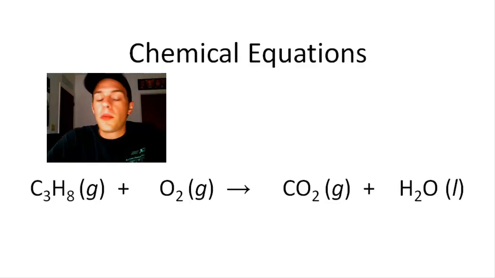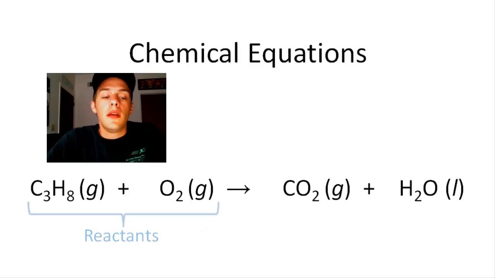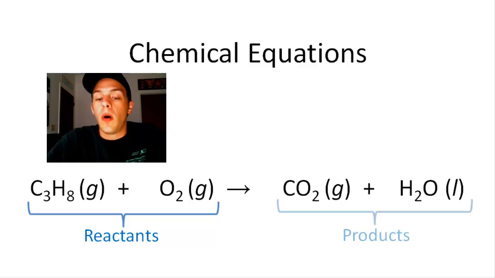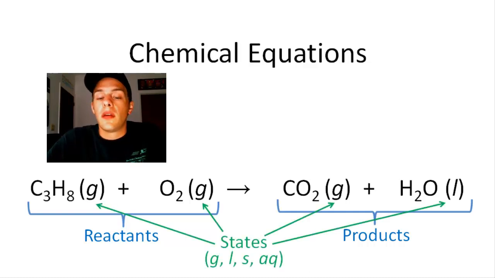Now, the substances on the left-hand side of the equation, in this case propane and oxygen, are called the reactants. These are the substances that react together to form the substances on the right-hand side of the equation, which we call the products. And these little italicized letters in parentheses here, we call the states of the reactants and products.